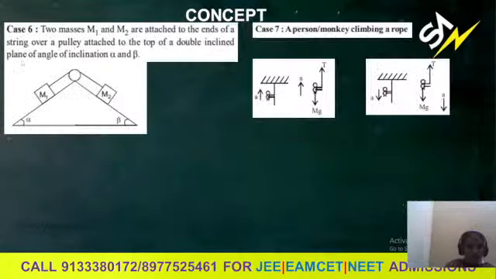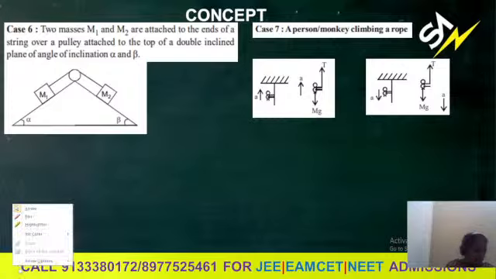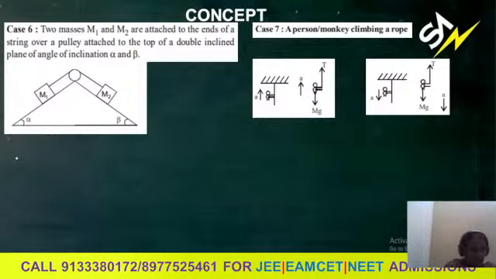Next situation is two objects on inclined surfaces connected by a string, and that string passes over a frictionless pulley. So in this situation, let us take M2 moves downwards.